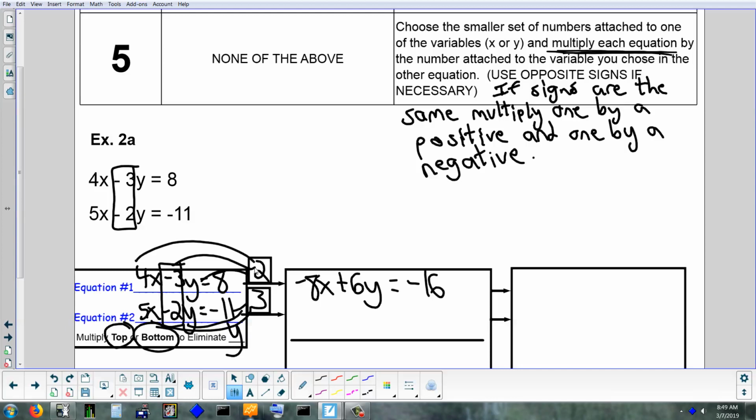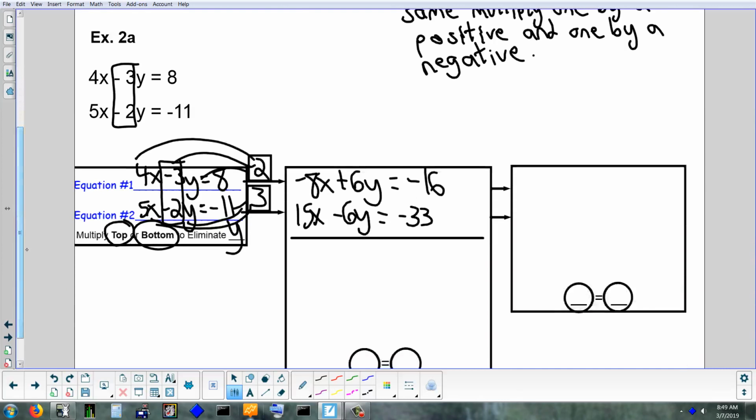Multiplying 3 times 5x. What do I get? 15x. Perfect. How about Garrett? What's my next term gonna be? -6y, very good, so we wanna eliminate. And then, Maddie, what's my last term gonna be? -33, very good. So now I've done all of them.